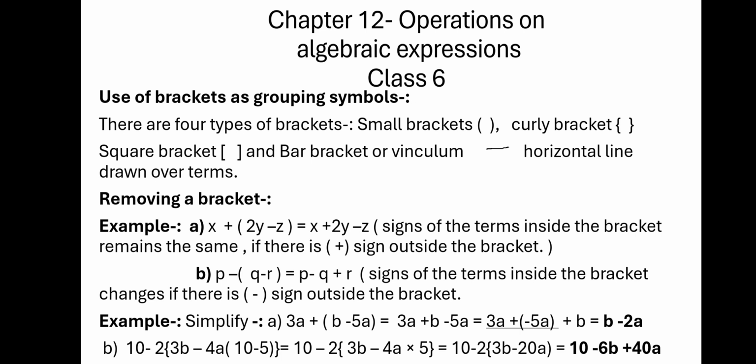Now when you want to open that curly bracket, 3b minus 20a will be, because this is 4 into 5, that is 20a, and negative, so negative 20a. So 3b minus 20a. So here 10, now we have to multiply by negative 2 all the terms in the bracket to open that bracket. So it will be 10 minus 6b. Now negative and negative, so positive 40a, 2 into 20 is 40.